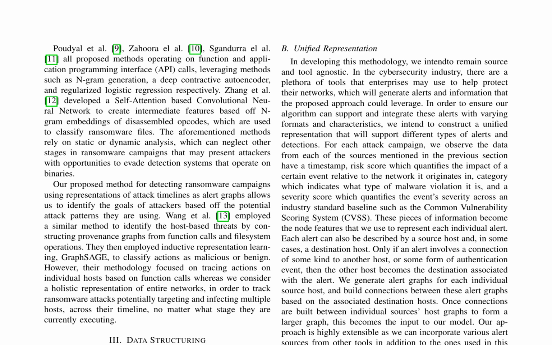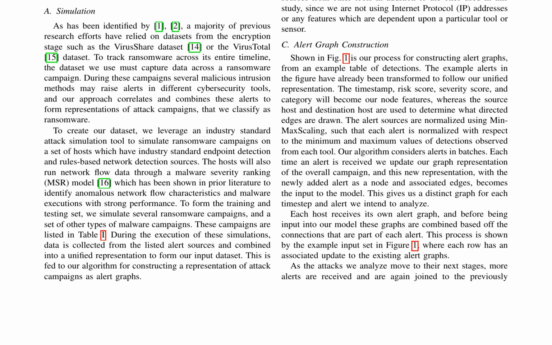They develop a unified representation for these alerts, featuring timestamp, risk score, severity score, category, source host, and destination host. The construction of alert graphs involves normalizing alert sources using min-max scaling, updating the graph representation with each new alert, and combining graphs based on host connections. This approach enables the analysis of ransomware campaigns across their entire timeline, capturing data across different stages of the attack.